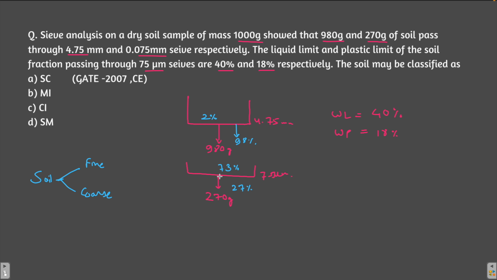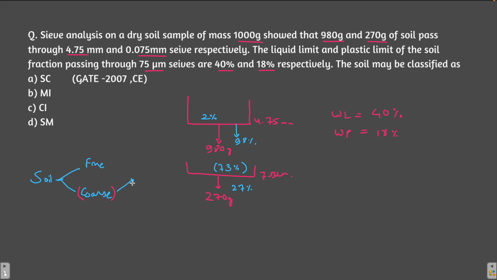So according to the definition, if 50% or more of the soil is retained on the 75 micron sieve, it is a coarse grained soil. It is 73%, so definitely our soil is coarse grained soil. So that is confirmed. This is our coarse grained soil.